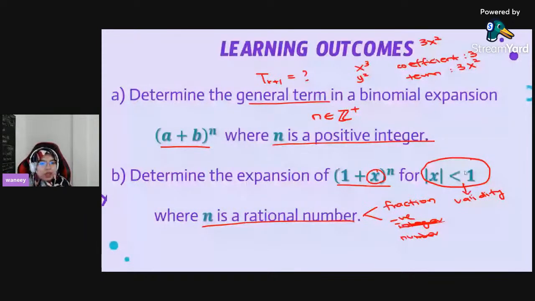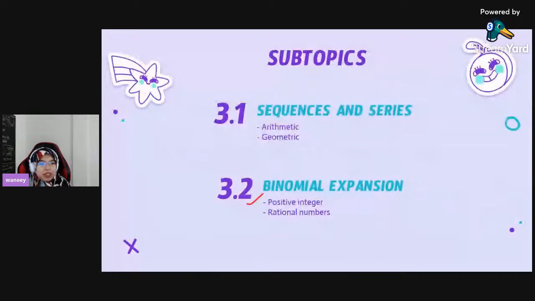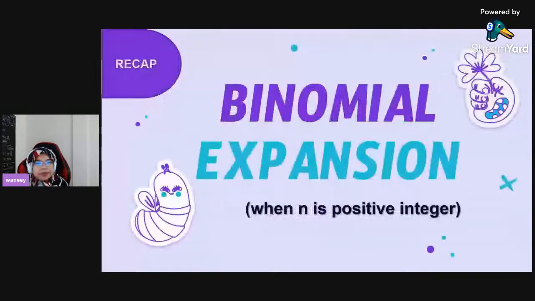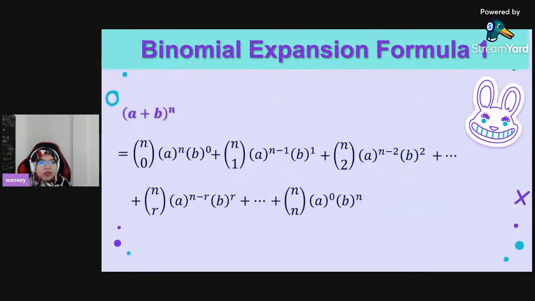Right, so now we are going to proceed with 3.2. Let us finish the positive integer and then I'm going to proceed with the rational numbers. Okay, so binomial expansion, let us do a bit of recap. What happens when n is a positive integer? The formula that we are going to use is (a + b)^n = nC0 a^n b^0 + nC1 a^(n-1) b^1 + nC2 a^(n-2) b^2 + ..., and this is the general term T(r+1).